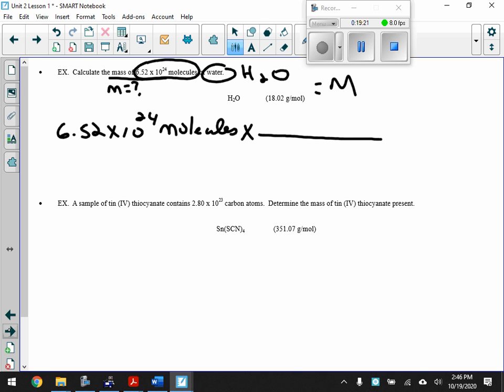So I'm going to put the 1 mole here this time. I'm going to take this ratio and I might flip it over, right? So 1 mole is going to go on the top. 6.02 times 10 to the 23 molecules goes on the bottom.